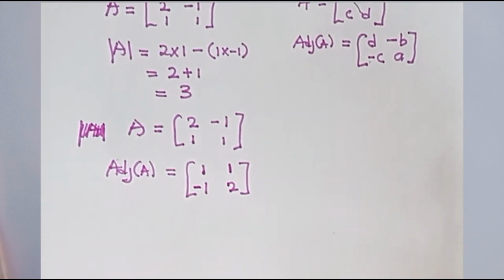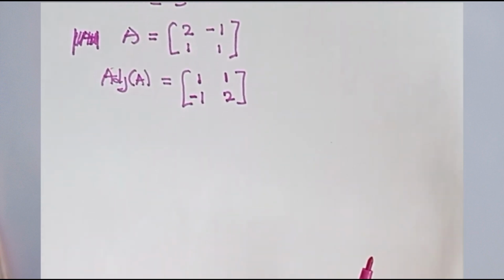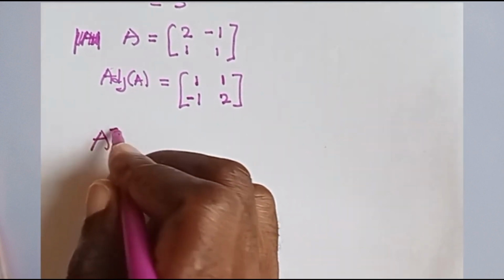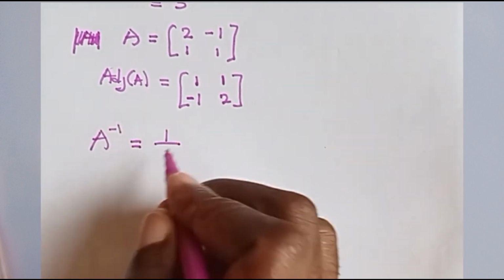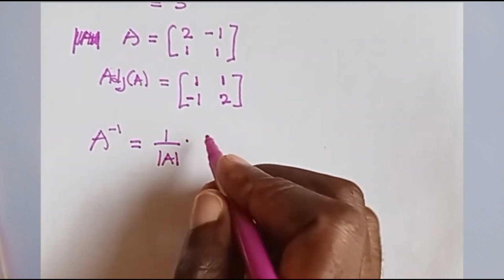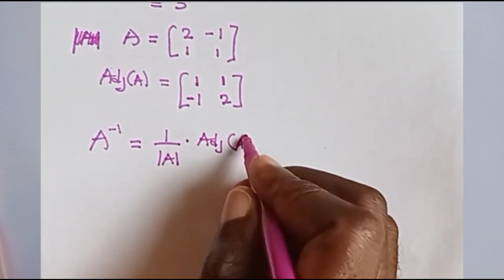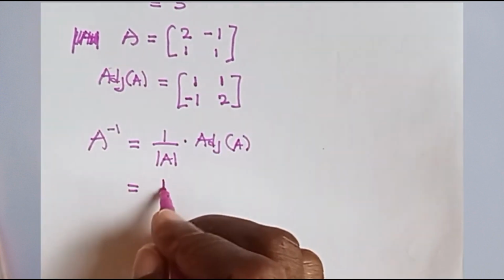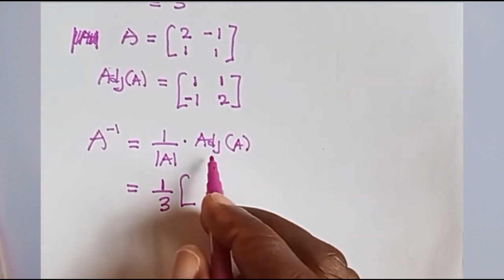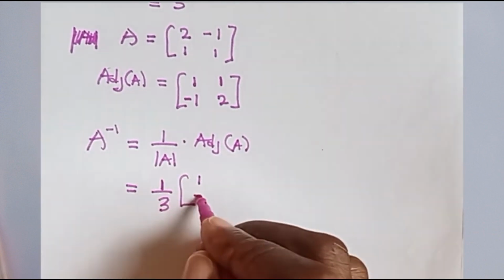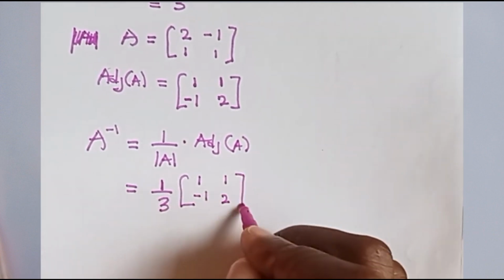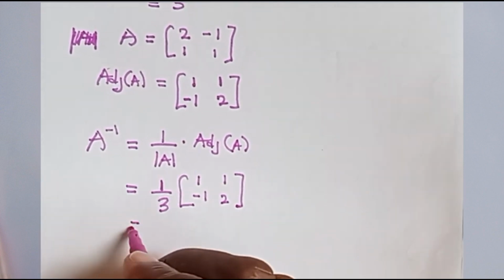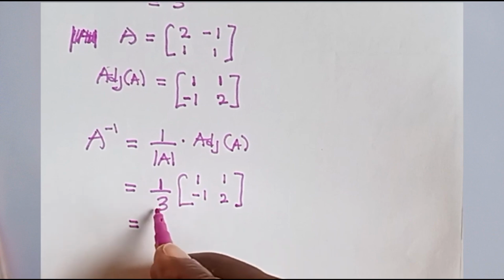Since we have the adjoint of A, we can proceed with finding the inverse of A. Don't forget, the inverse of A will give us 1 over the determinant of A multiplied by the adjoint of A. We know the determinant of A is 3, so 1 over 3. Then the adjoint of A is 1, 1, minus 1, 2. You multiply each of these by 1 over 3.